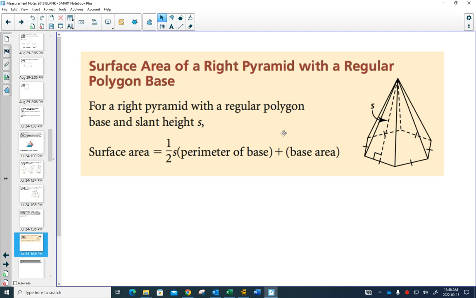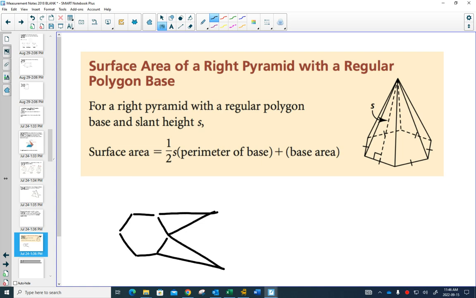Either you could memorize this formula, which I don't think you'd want to, or you could figure out, if I wanted to find the surface area of this shape, can you see that if I cut along it and fold it open, the sides are all triangles? In fact, if I cut it open, I could draw the hexagon. A hexagon is a six-sided shape.